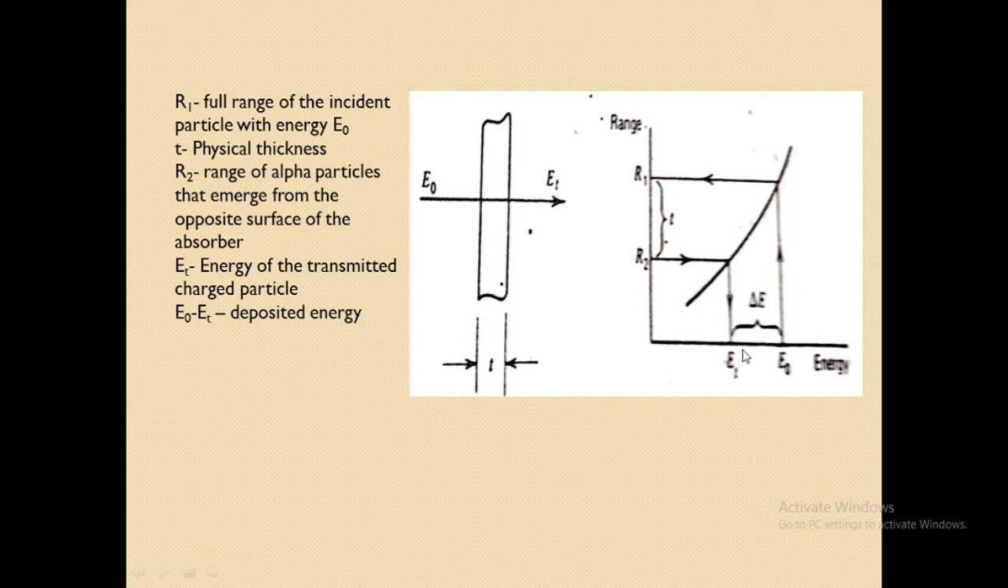In this procedure, it is assumed that the charged particle tracks are perfectly linear in the absorber. But in situations where the particles are significantly deflected, this method cannot be applied. For example, in the case of a fast electron, this method cannot be applied.